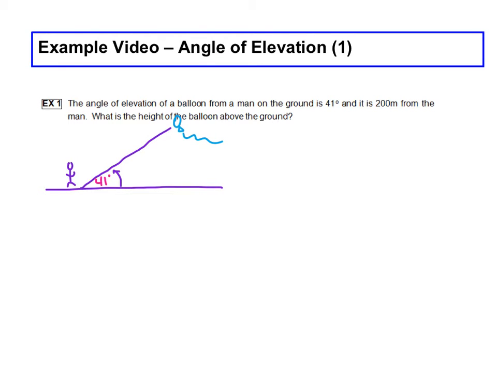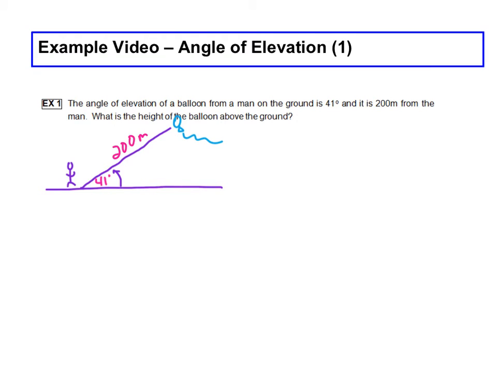Anyway, and it says it is 200 meters from the man. Okay, so I paused the video for a second. I think I started a sentence and I have no idea what it was. All right, so basically, we got this man on the ground. He says that he is 200 meters away from the balloon. So that's going to be 200 meters right here away from the balloon.